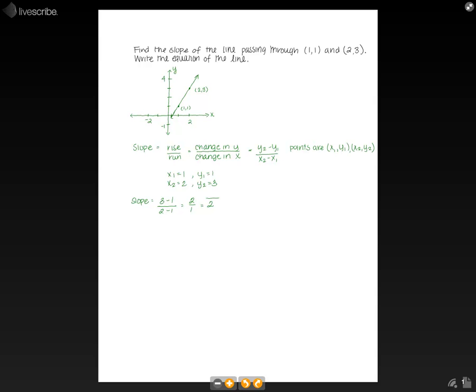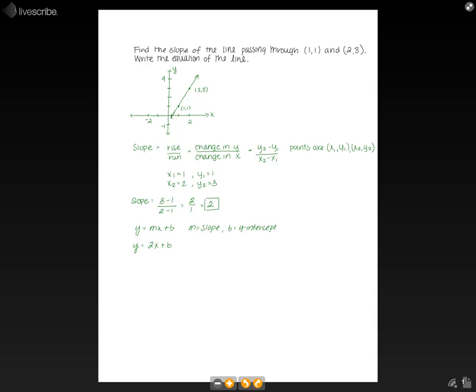So it asks us also to find the equation for the line. So we know that the equation for a line can be written in the form y equals mx plus b, where m is the slope and b is the y-intercept. So we just found the slope. So let's go ahead and plug that in, and that makes our equation y equals 2x plus b. So now all we need to do is find the y-intercept.